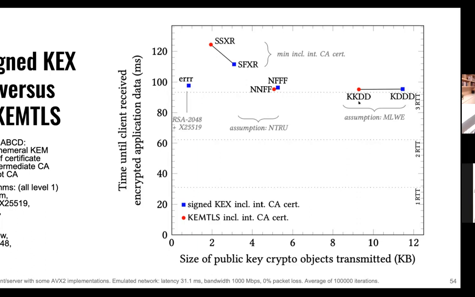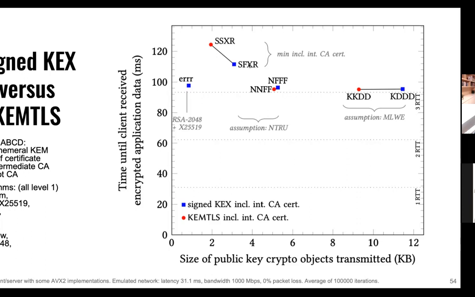If we compare that with KEMTLS, where we replace the Dilithium authentication for the server with Kyber authentication in KEMTLS, we can see a substantial decrease in the size of public key objects transmitted, nearly a 2 kilobyte decrease, as well as a slight decrease in the time until the client receives application data. The reason it looks like a very slight decrease here is because the time in this experiment is really dominated by the number of round trips that are needed to establish a session, although there is a slight decrease from the more efficient Kyber compared to Dilithium.